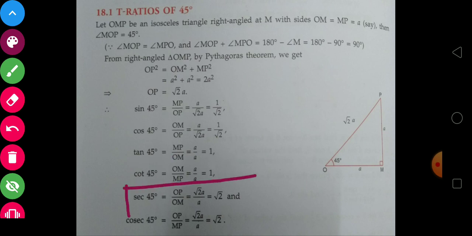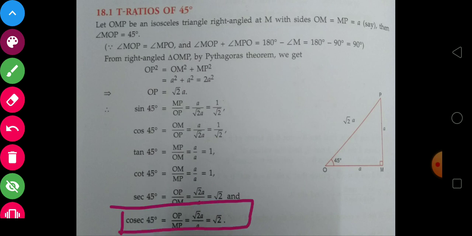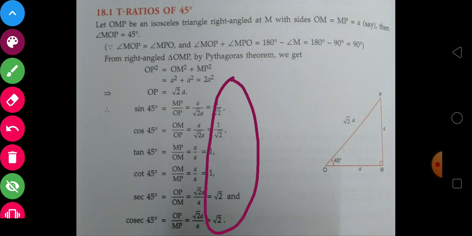Sec 45, what is sec 45? Sec 45 is the reciprocal of cos, or in that case it is hypotenuse upon base. So you substitute the values, which is OP upon OM. So it is root 2A upon A, which gives you root 2, right? Similarly, cosec 45 comes out to be root 2. So these are the values of all the trigonometric ratios for the angle 45.